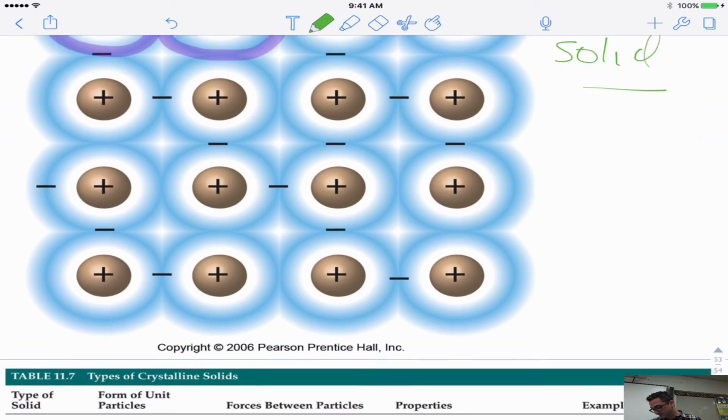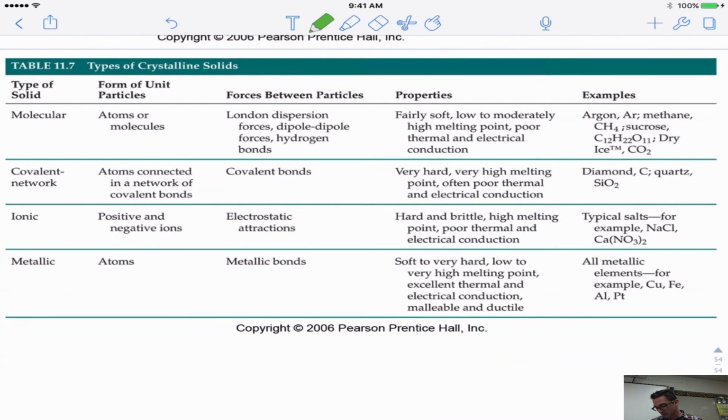All right, here is just a summary page of all the types of solids. So the type of solid, molecular, what it's made up of, what are the forces between it, what are the properties, what are some examples. And I go through the different network, covalent, ionic, metallic, the different kinds of solids, what the unit is that's connecting them, what the force is, what the properties are, and what the examples are. This is a good summary review sheet.